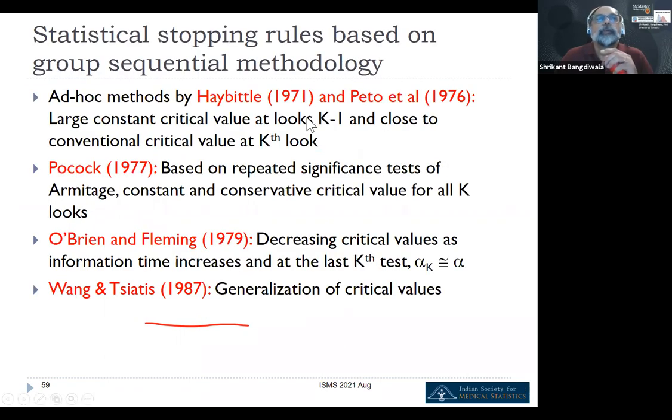So in summary, these are the ones that people have proposed. There have been some adaptations. Some of the students of O'Brien and Fleming have developed new ways of generalizing the critical values. But the problem was having to pre-specify the number of looks.